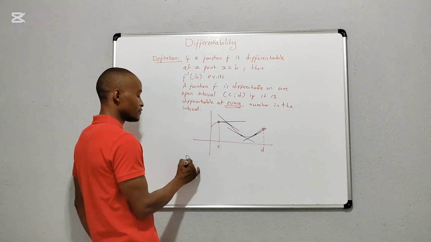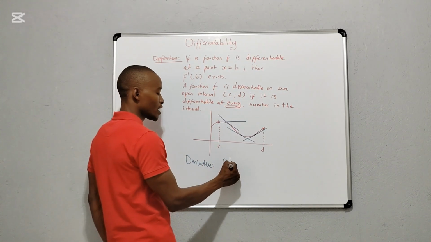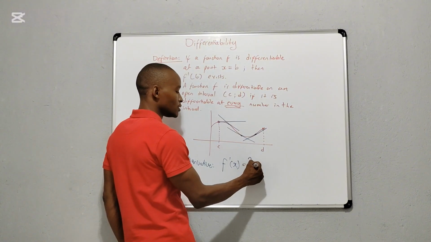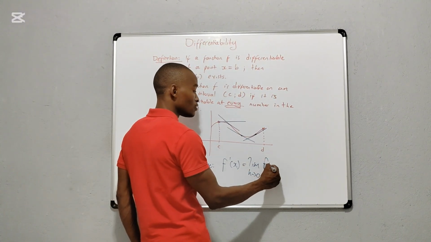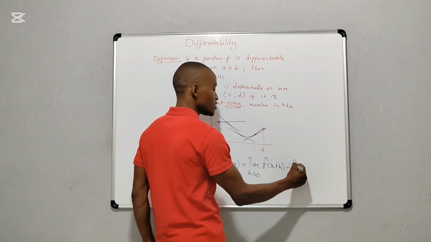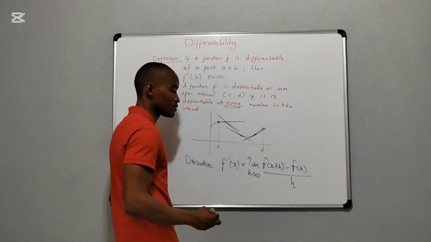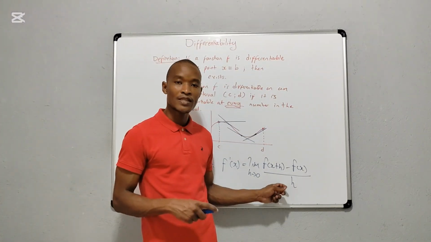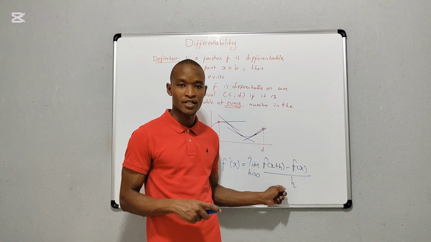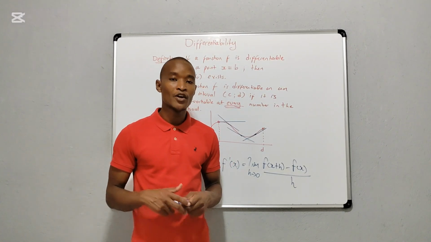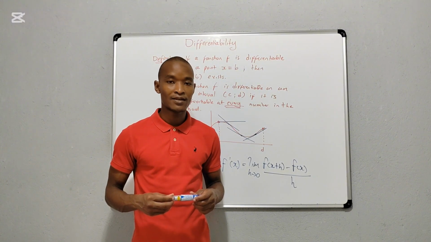And remember that the derivative, f prime of x, is equal to the limit as the horizontal distance h approaches 0 of f of x plus h minus f of x over h, right? So we're going to work with the simplified version of this when we do the test for differentiability of functions, okay? So how do we determine if a function is differentiable? Let us talk about that.